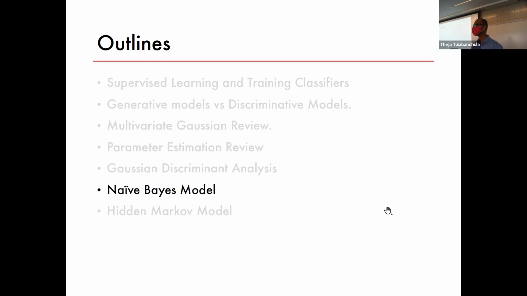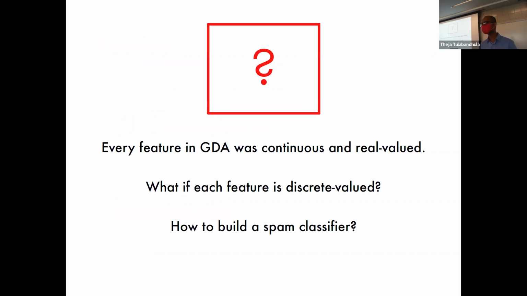So the next generative model that we're going to look at is the naive-Bayes model. Let's start with the motivation via an application. One issue with GDA, as somebody pointed out, is that every feature is assumed to be continuous and real valued. That's the minimum.